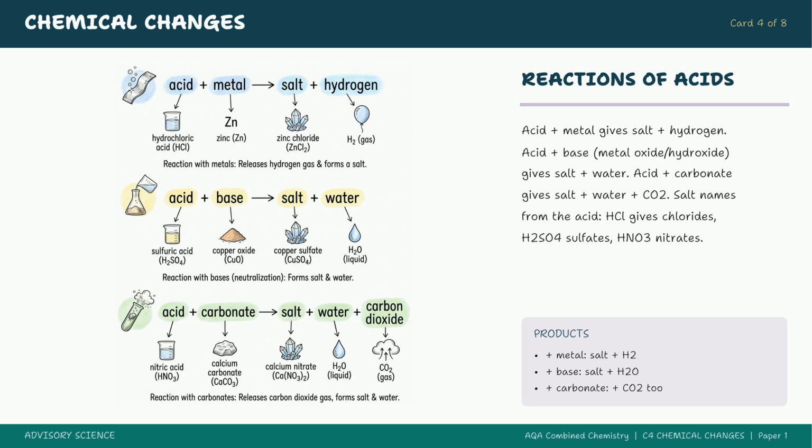Examiner tip: the carbonate reaction is the one that most students forget the extra product on. Acid plus carbonate makes a salt plus water plus carbon dioxide. 3 products, not 2. Metal makes hydrogen, base makes water, carbonate adds carbon dioxide. Each reactant brings its own extra product.